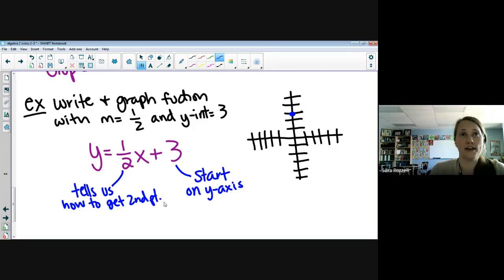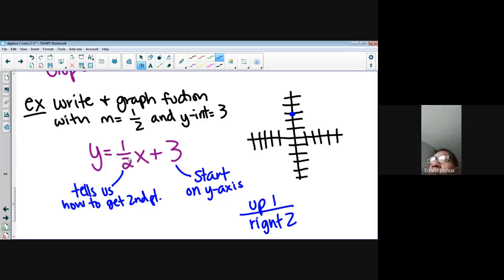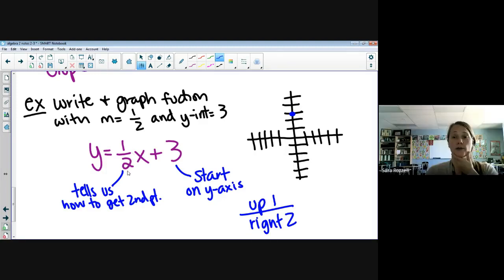All right, so if we're thinking about it, the top number tells us if we're going up or down and by how much. And the bottom number tells us how much we're going to the right. So we've got up 1 and right 2. Why is it up instead of down? Can anyone tell me? It's a positive, not a negative. Positive, right? So we know we're going up.